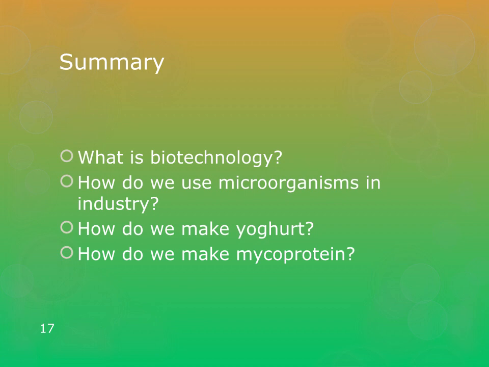So what have we learned in this topic? We've discussed biotechnology and how we can use microorganisms in industry. So what do we use to make yogurt? We use bacteria, and that's batch culture. How do we make mycoprotein? We use something called Fusarium, which is a fungus, and that's using continuous culture. And that concludes our lesson.